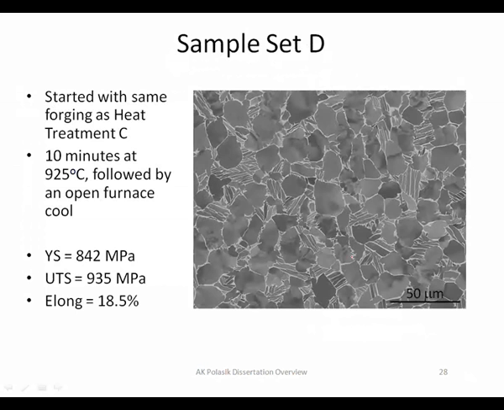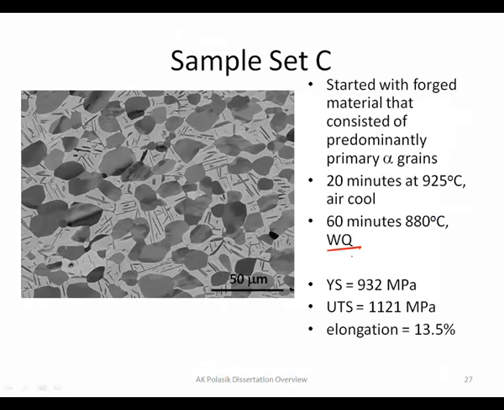This one I slow cooled. Now, what determines, and so the white phase, the part that looks white, that is the beta phase, okay? So it's got a lot more heavy elements in it, so it shows up white. And then the darker regions are alpha, so the HCP.